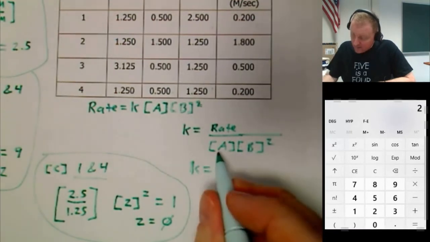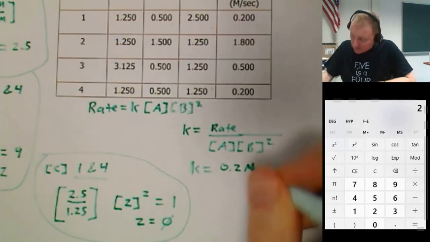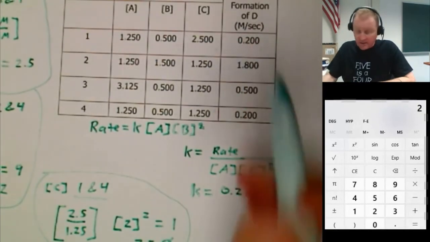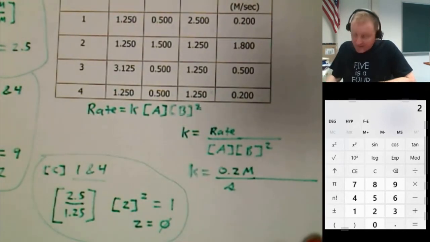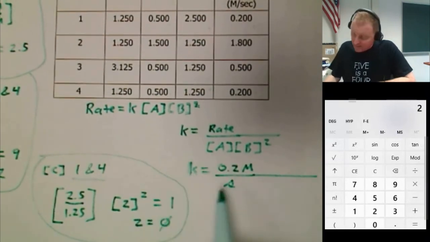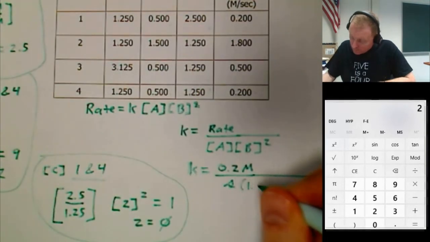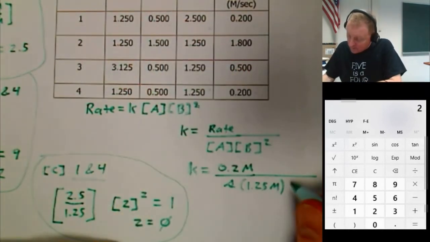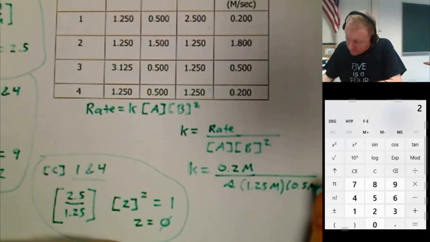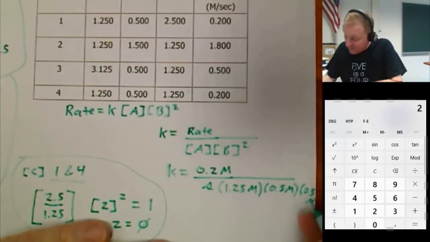So the rate would be 0.2 molarity, and here are our units. Don't forget, use the units that are here. Molarity per second divided by A, which would be 1.25 molarity, divided by B squared. So that would be 0.5 molarity and 0.5 molarity. Ran out of paper, guys.